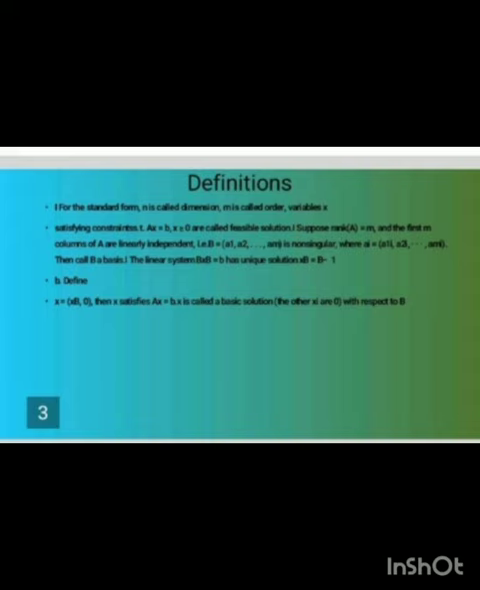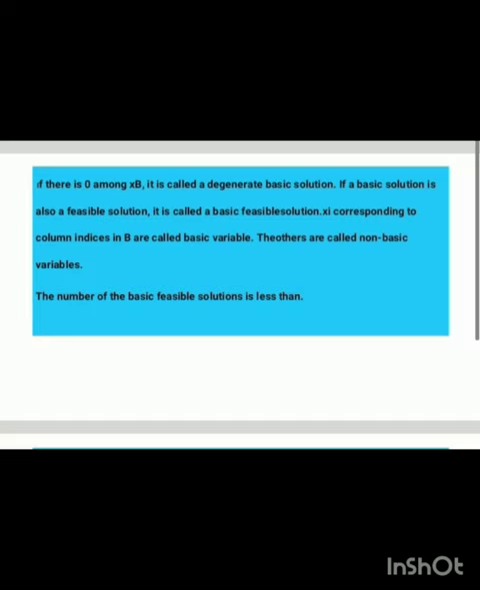The linear system B xB equal to b has the unique solution xB equal to B inverse b. X is equal to xB comma 0, then x satisfies Ax equal to b. Here x is called the basic solution, the other xi are 0 with respect to B. If a component of xB is 0, it is called the degenerate basic solution.